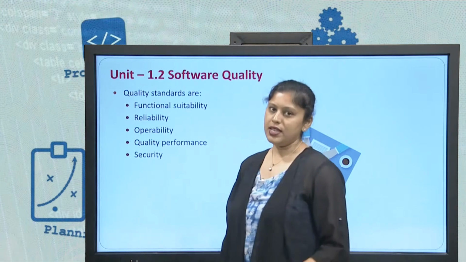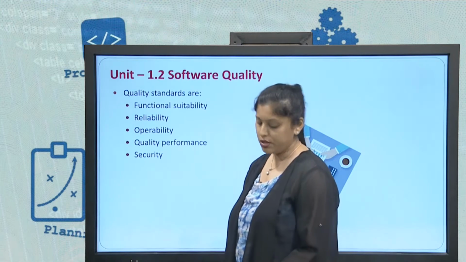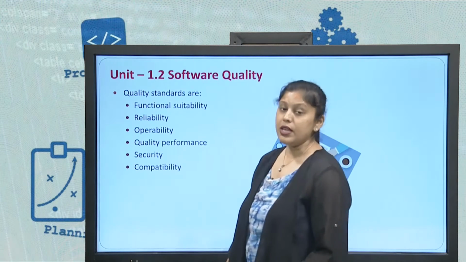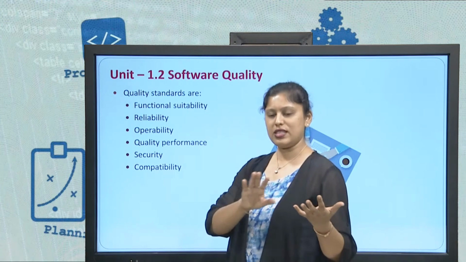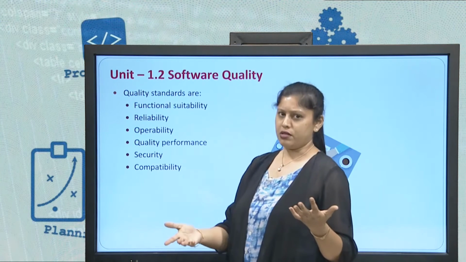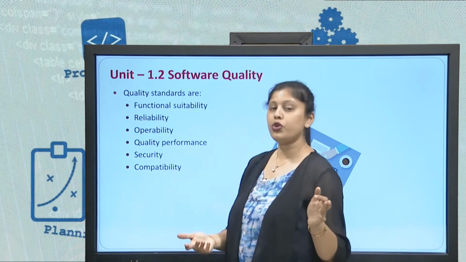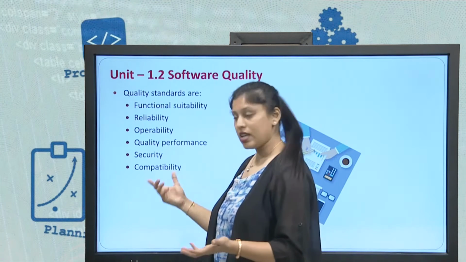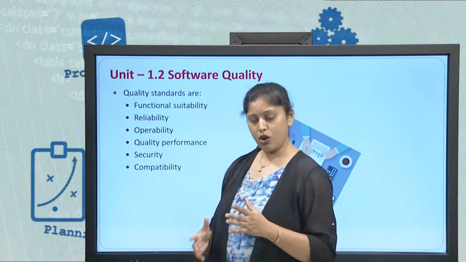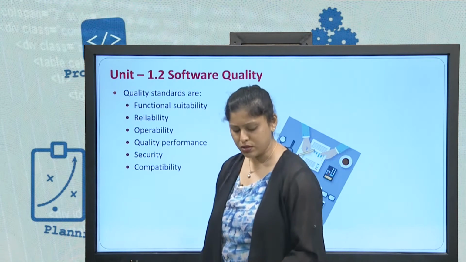Then security. As said, if I am relying on my software, it should be highly secured. Then compatibility. If I am using the same software on some other operating system. It was designed maybe for the Windows operating system, but if I want to use the same software with maybe the iOS operating system, then in that case I need to see whether it is compatible or not. So if your software is qualitative, it should be compatible with any kind of operating system.